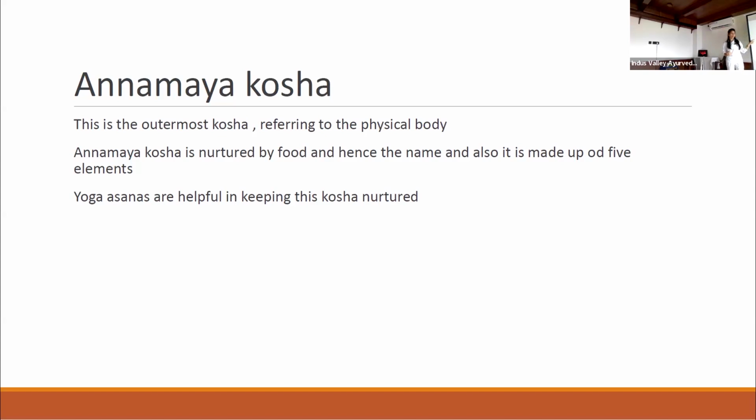The first one is Annamaya. It is made up of food and the 5 elements. Complete nature, the complete environment, is made up of 5 elements: air, water, earth, sky, and fire. The same way, your body is nourished by these 5 elements. If you want to keep your physical body healthy, then once it is healthy, you can do other activities. If I have a pain in my ankle, I can't concentrate on anything else. First, I have to keep my physical body healthy, then I can do other things.